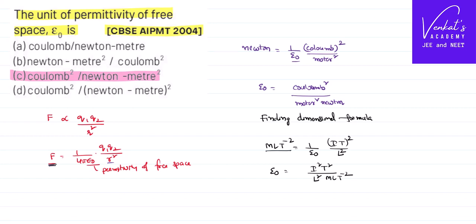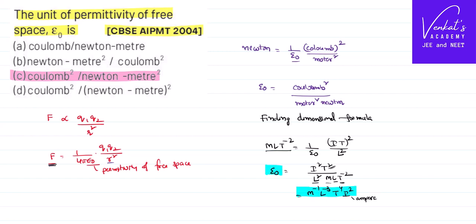So the dimension of epsilon naught: M comes to the numerator as M power minus 1, L square and L cube go to the numerator as L power minus 3. T power minus 2 goes to the numerator and becomes plus 2. There is already a plus 2, so it becomes T power 4 I square, where I represents ampere, the current in the SI system. That's the dimensional formula of epsilon naught.